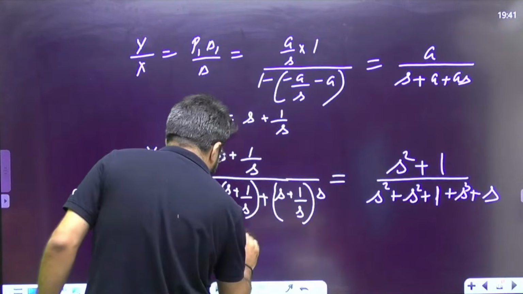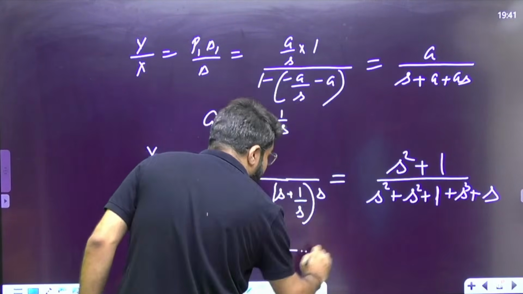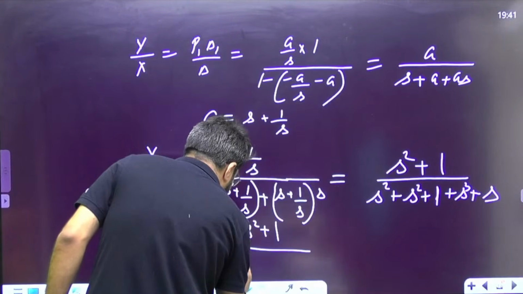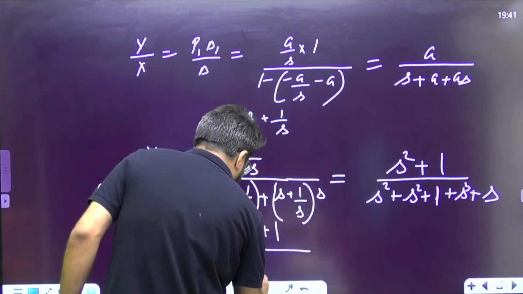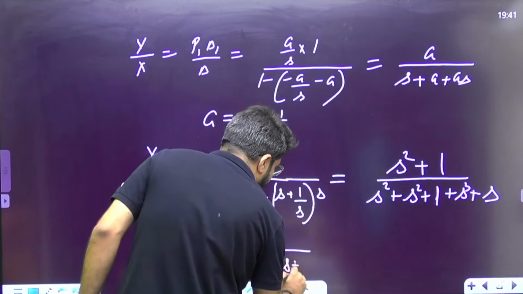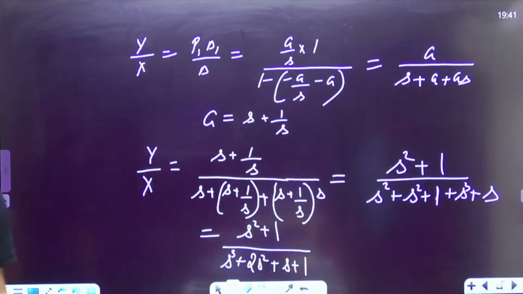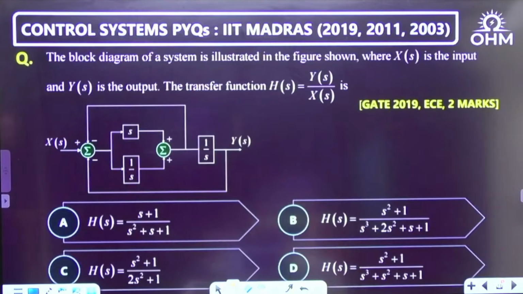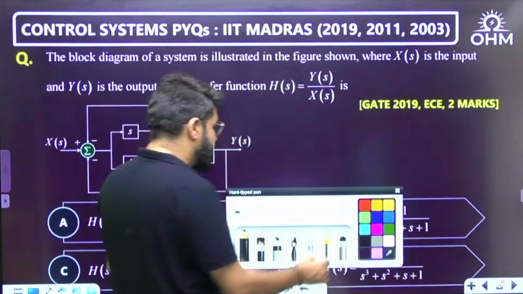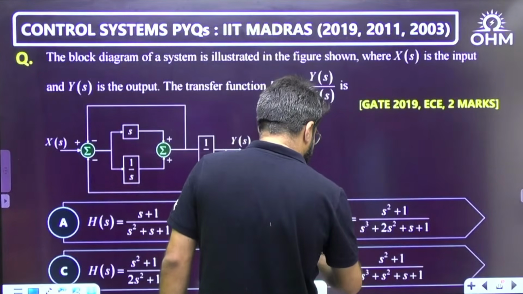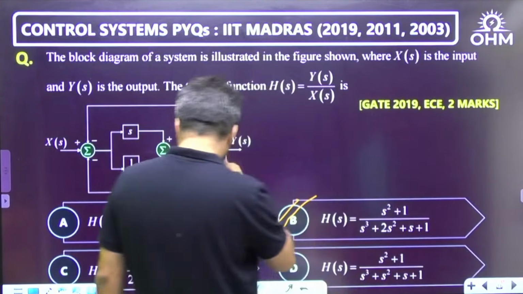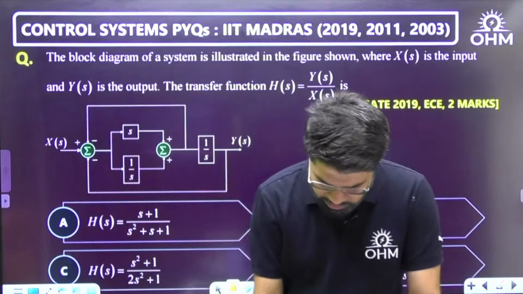Now, I'll just recollect the terms and write down the answer. S square plus 1, denominator cubic, highest term is S cube. S square is 2 times, so 2S square, and then an S and a 1. This is what my answer has turned out to be: S square plus 1 upon S cube plus 2S square plus S plus 1. Option number B.